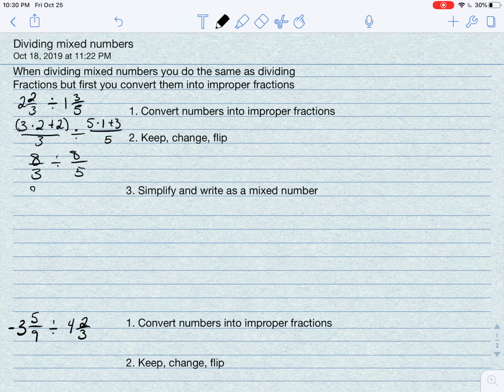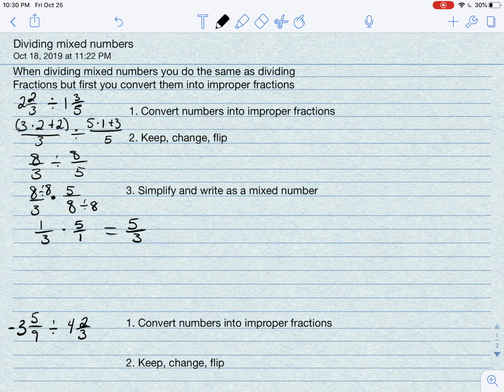Keep the first number, change division to multiplication, and then we flip our last fraction to 5/8. And now we can multiply. We can see that with the same numbers on top and bottom, those will become 1 because the greatest common factor is going to be 8. So now we have 1 over 3 and 5 over 1, which is going to equal 5 thirds.